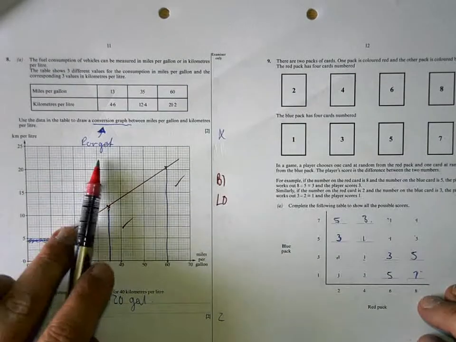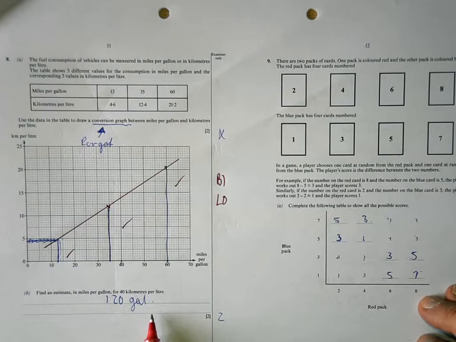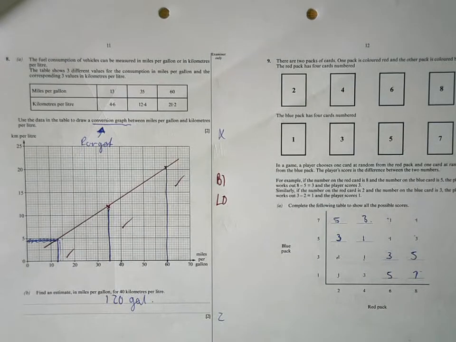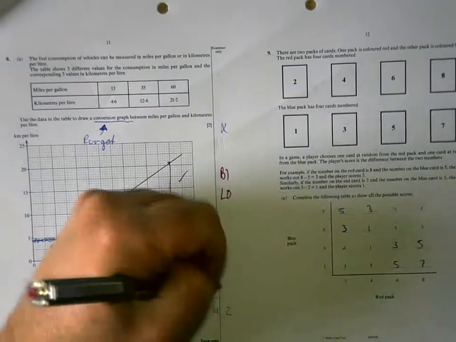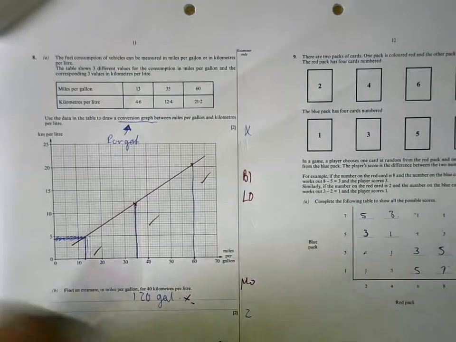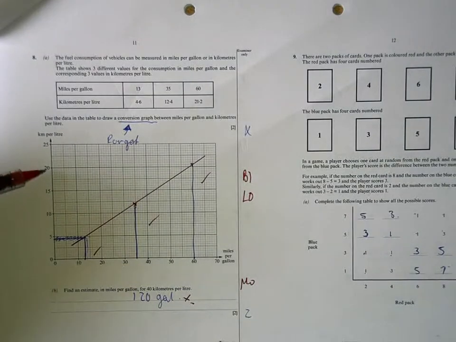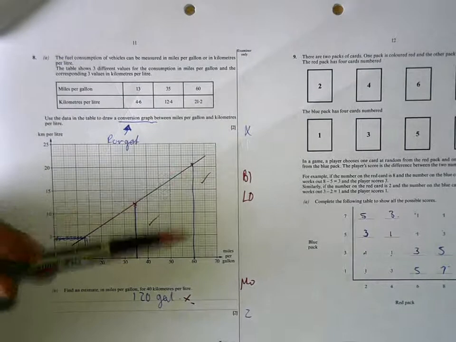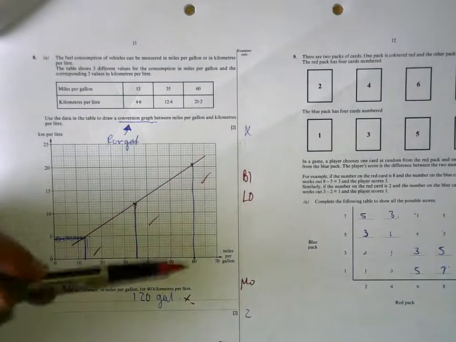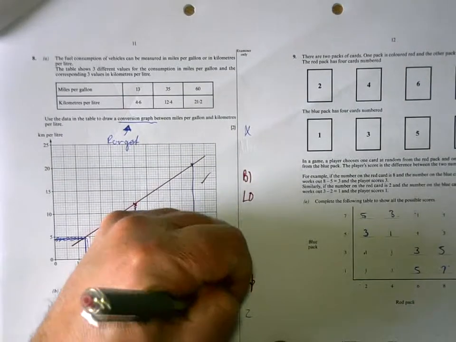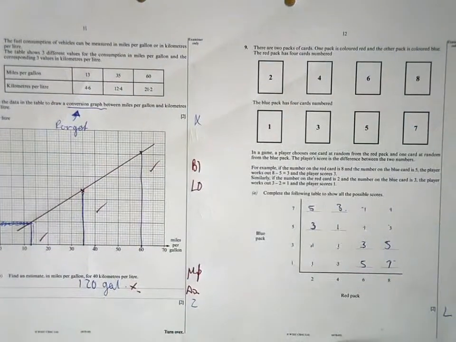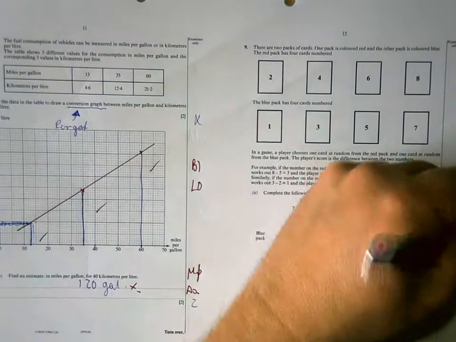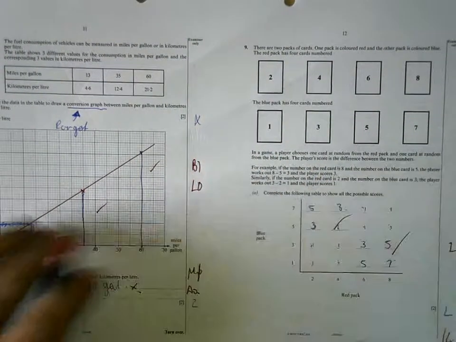120 gallons is not close enough, and you haven't shown me how you arrived at it, so you're not going to get those marks. What you needed to show me there was you can't get 40 off the graph, but you can get 20 and then double it, which is probably what you're doing there. I'll give you 1 mark for that. That's fine. 2, 4 for the page.